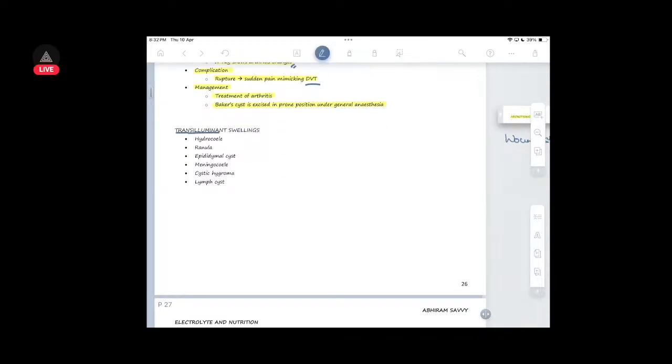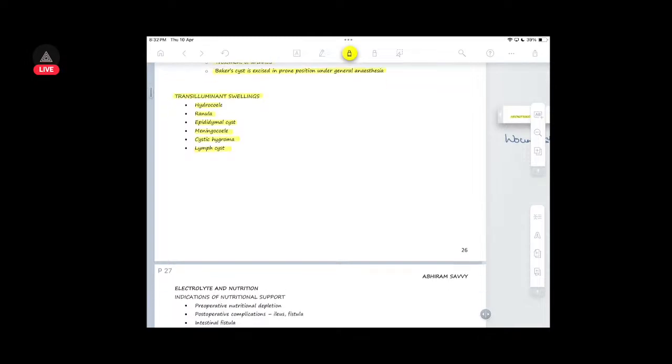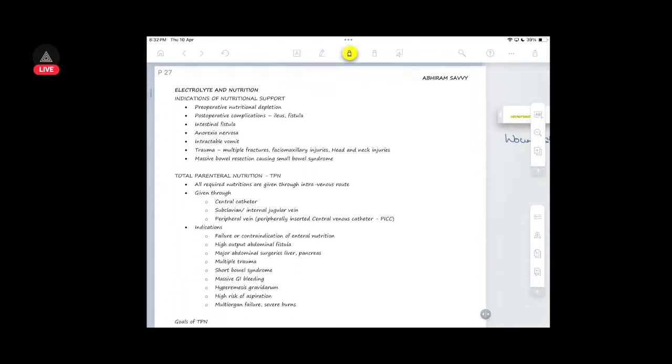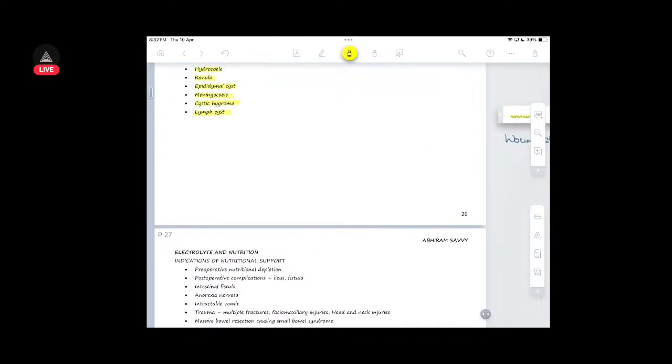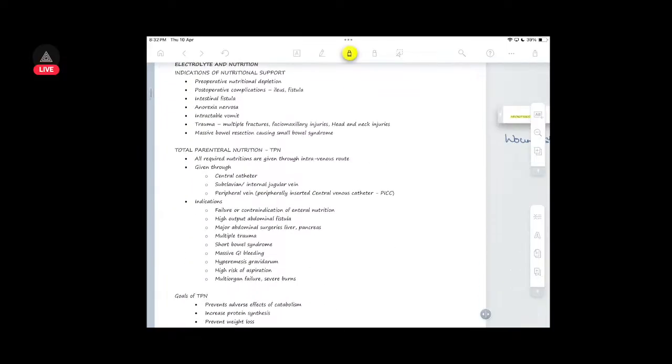Then you have transilluminant swellings, which are hydrocele, ranula, epididymal cyst, meningocele, cystic hygroma, and lymphatic cyst. Study this. Also spermatocele and hemangioma, all of this you remember a little bit.